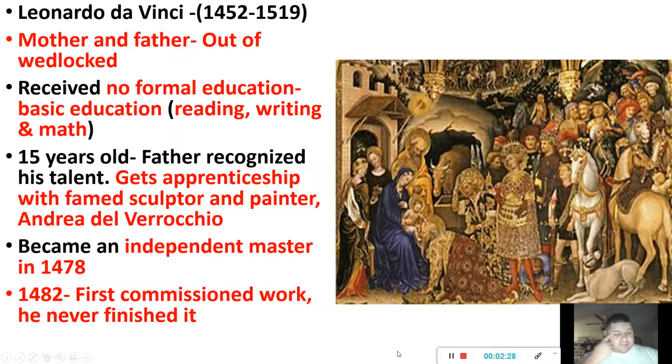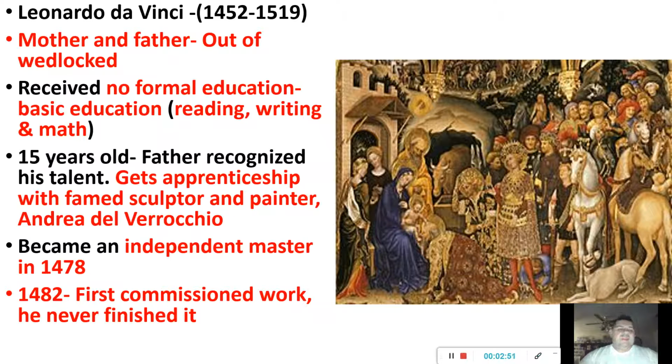All right, so here's the thing. Da Vinci, he was born out of wedlock. Okay, his mother and father never got married. They actually just had him, and that was it. The mother had other kids with other men. The father had kids with another woman, but together, all they had was Da Vinci.